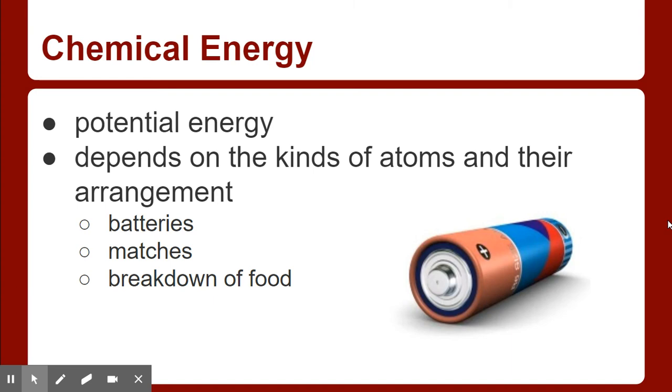The food that you eat also has stored chemical energy. It has the potential to do work for you. As you eat your food, your body breaks it down, releases the stored energy in things like glucose, and creates ATP that your body can use.